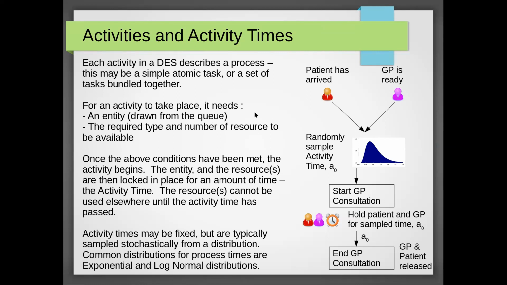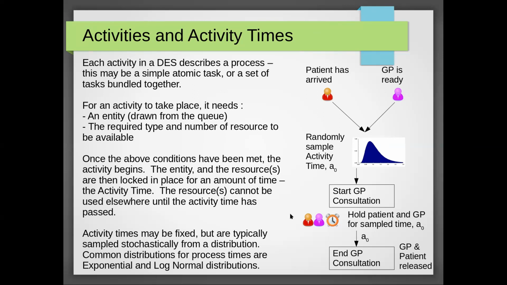And although in some cases you might have fixed activity times where they will always take a set amount of time, usually, as you can imagine, in real world processes, that's probably not the case for most things. And there will typically be some variability, even in things that have or should have fairly fixed times. You will usually find some degree of variability. So we sample from a distribution, much as we do for inter-arrival times. And for process times, activity times, we typically sample from either an exponential or a log normal distribution.